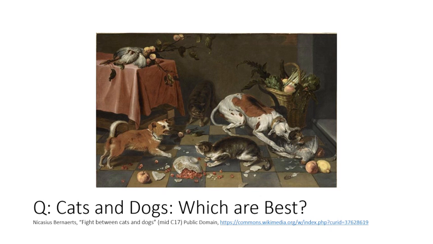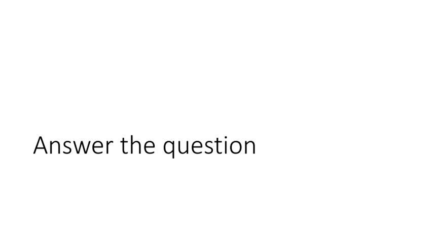And in order to do that, one of the first things you need to do is to answer the question. So, if the question is cats and dogs, which are best, then you need to make a decision and to put that forward directly in your essay to make your case directly for which one is better.